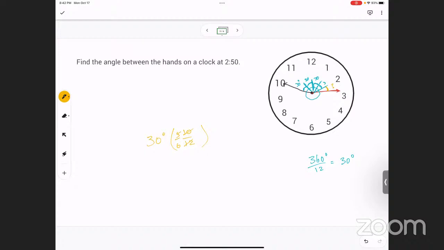So do you know how to simplify fractions easily? I'm guessing you don't, just because of COVID. So here's how you do it. 30 is really 5 times 6, right? So think of it like that and cancel the 6's out. And then multiply the 5's together. So it's just 25. So this little yellow piece right here is 25 degrees.